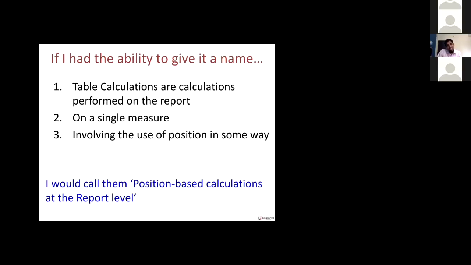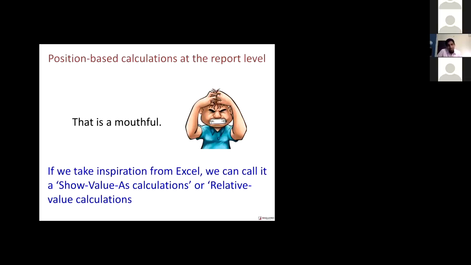So if I want to give a really big name, I would call it position-based calculations at the report level. I'm giving this mouthful name really because I just want you to understand that's what it is. It's at the report level. This is position-based calculation. These are the two keywords. But if we take inspiration from Excel, we can call it show value as calculations or relative value calculation or display level calculation. Find whatever term that really helps you. I want you to visualize the Excel menu. I want you to remember positions. I want you to remember that it's happening at the report level. As long as you remember these three fundamental principles, you would be safe with doing any type of table calculation. Okay, enough theory.